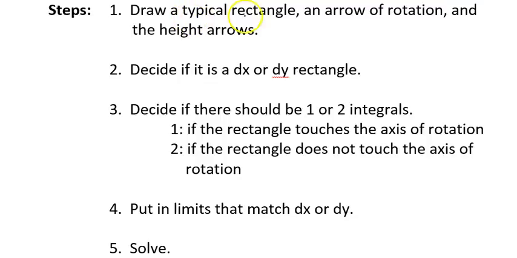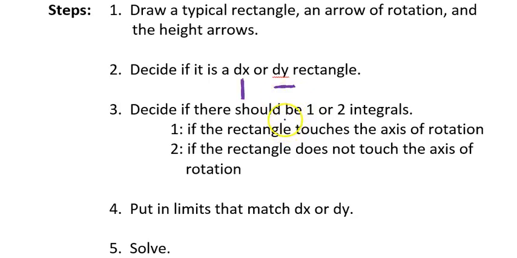Our first step is to draw a typical rectangle, and I'm going to do a small rectangle. We're going to draw an arrow of rotation to show how we're rotating, and we're going to draw what I call height arrows in. Then we're going to decide whether it's a dx or a dy rectangle. And I'll go ahead and tell you, if we have drawn our rectangle vertically, it's a dx. If our rectangle is horizontal, it's a dy. And we've done what I've called dy area in here, and we always looked at it sideways, so it's real similar to that.